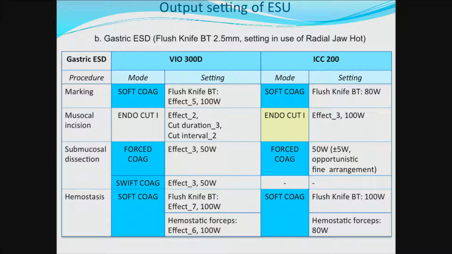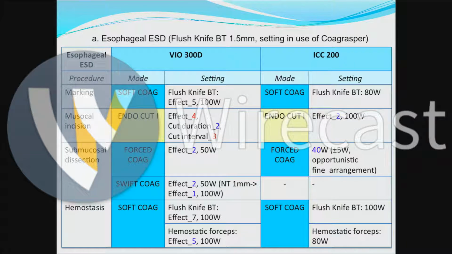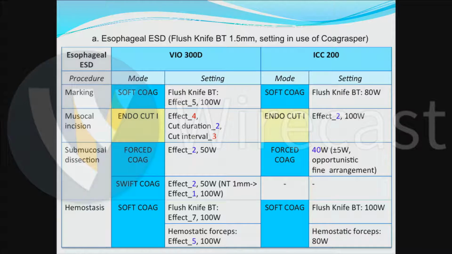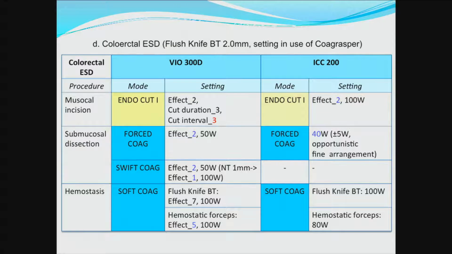Here are our basic output settings of each procedure. This is for gastric ESD using flash knife BT of 2.5 mm and radial jaw hold. And this is the setting for the esophageal ESD using flash knife BT 1.5 mm and coagulation. Compared to that of gastric ESD, effect is higher, but cut duration and interval are lower in mucosal incision. Effect is lower in submucosal dissection and hemostasis.